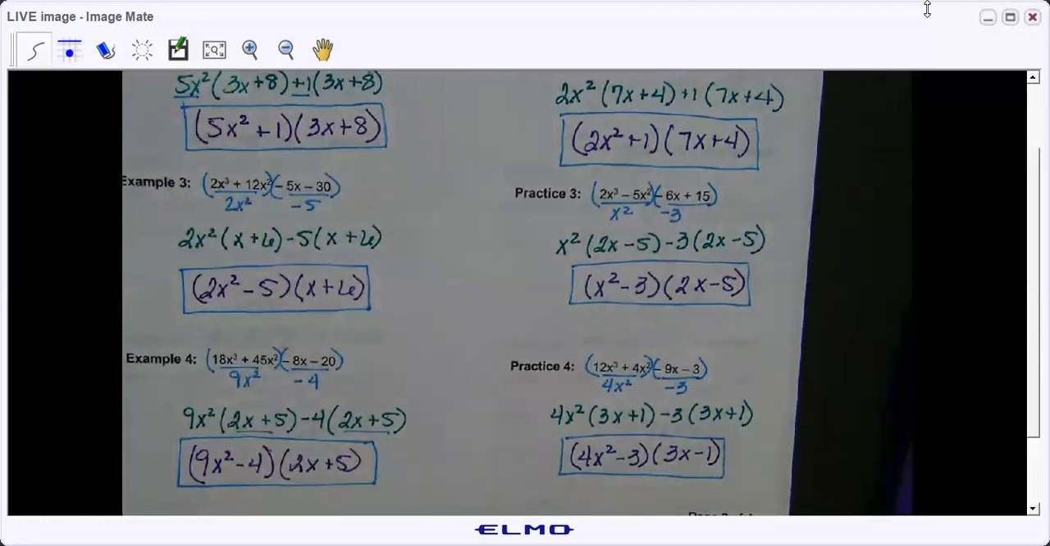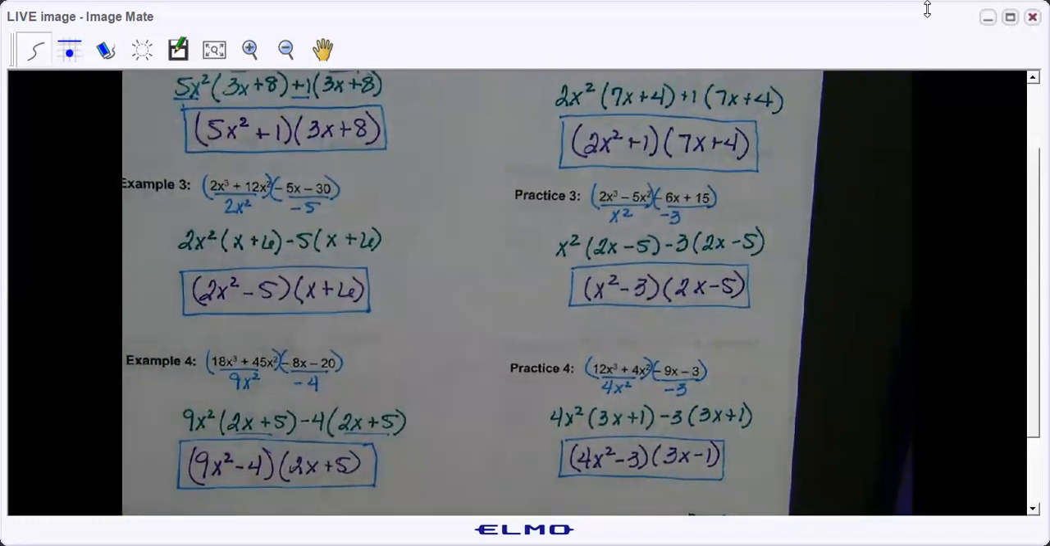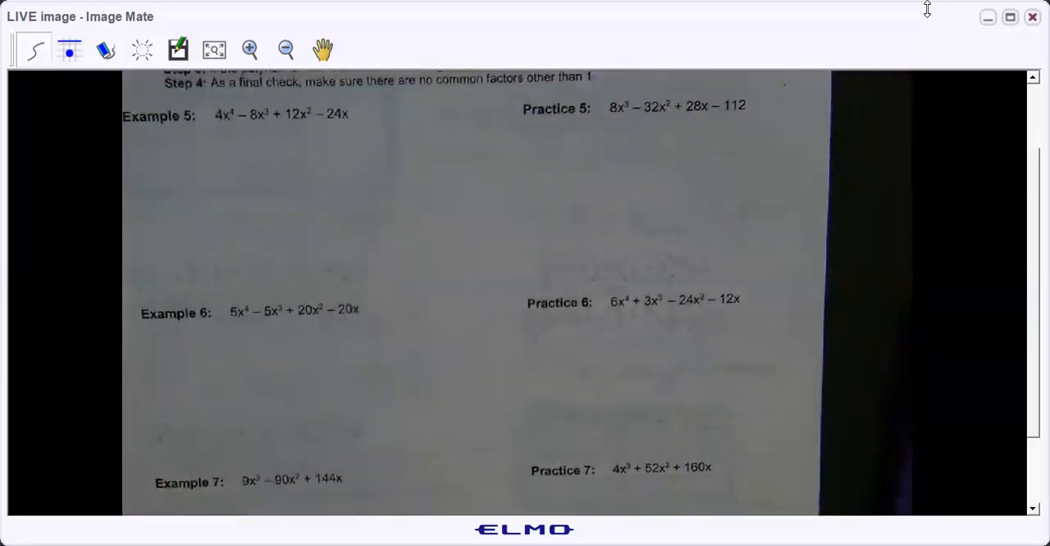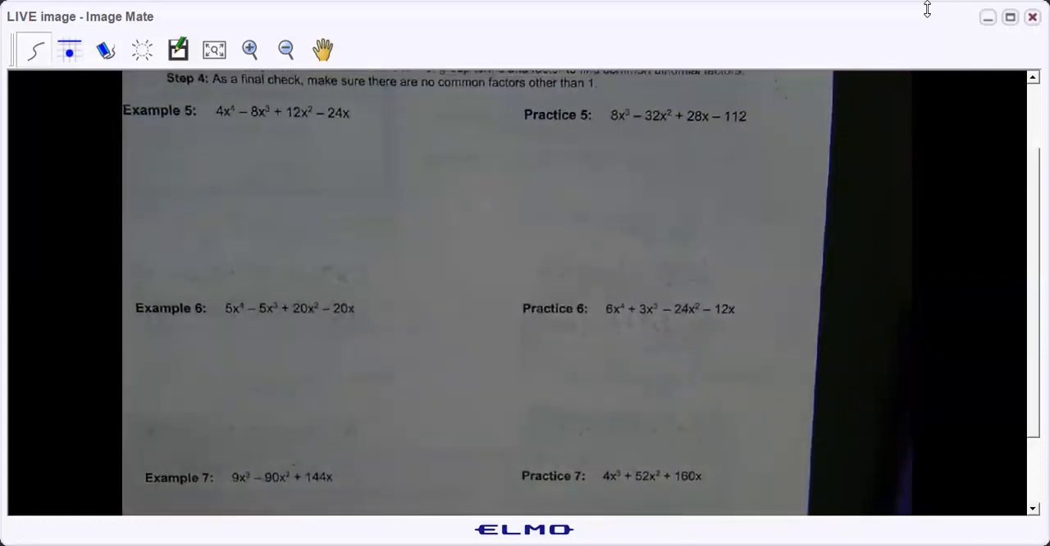All right. So if you need to stop and go back and look at some of these before we move on, please do so. Otherwise, I'm moving on to page 4, which is more grouping. Actually, no, I want you to do these with me, because when we're factoring out with grouping, sometimes we have to take out a GCF.